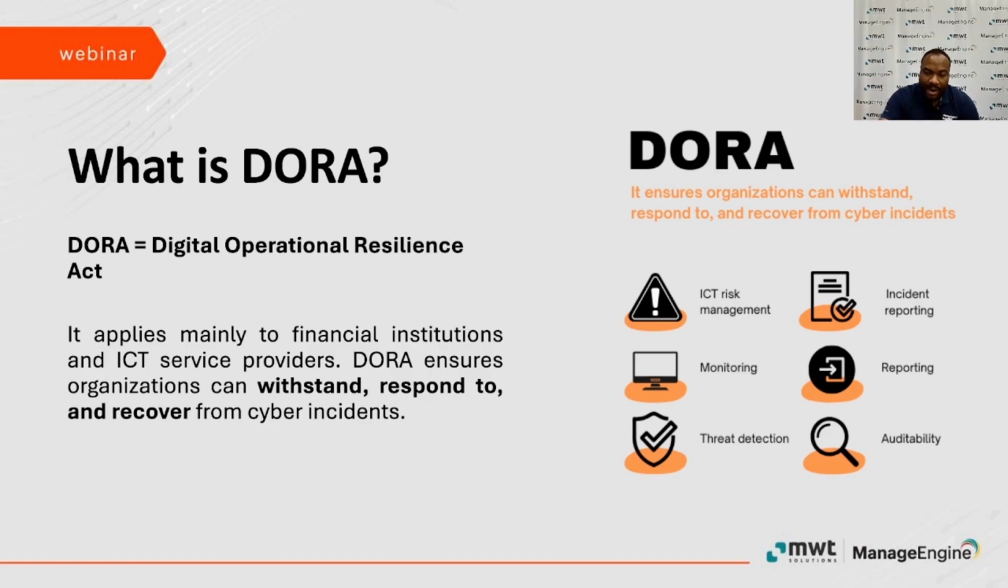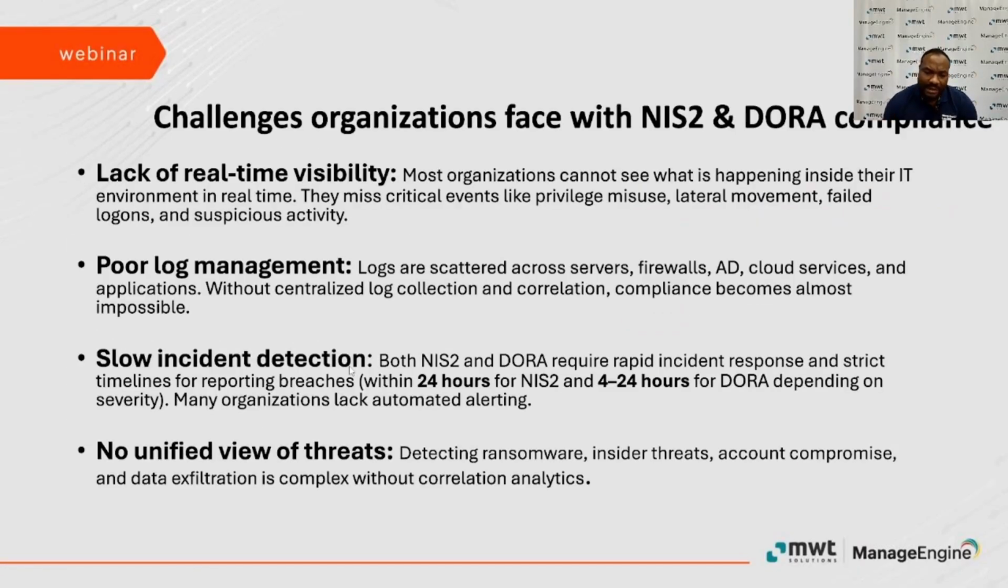We'll be talking more and showing you how threat can affect an organization and what are the challenges that organizations are actually facing when it comes to keeping their organization safe. So, talking about challenges that organizations face within NIS2 and DORA, most organizations lack real-time visibility, meaning that they cannot see every activity that is going on in their infrastructure. Activities like privilege misuse, failed logging, suspicious activity, and so many more.